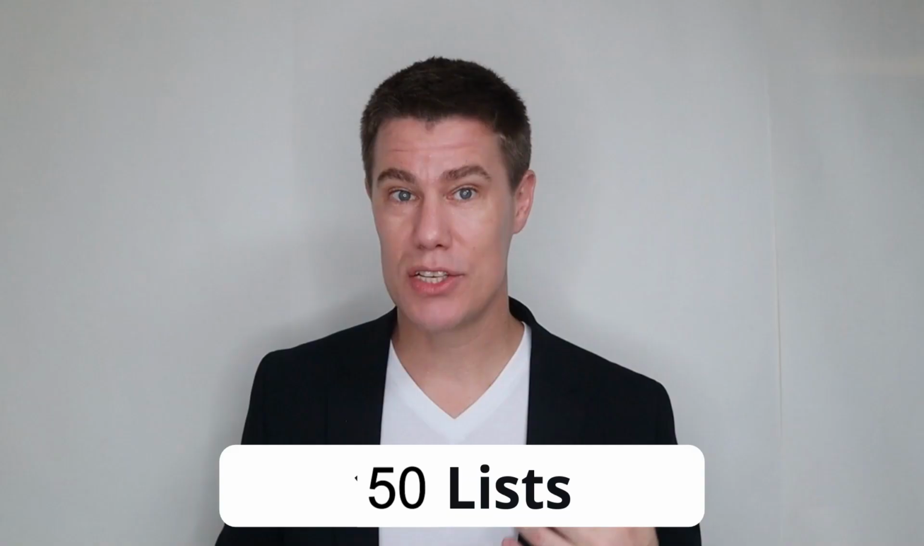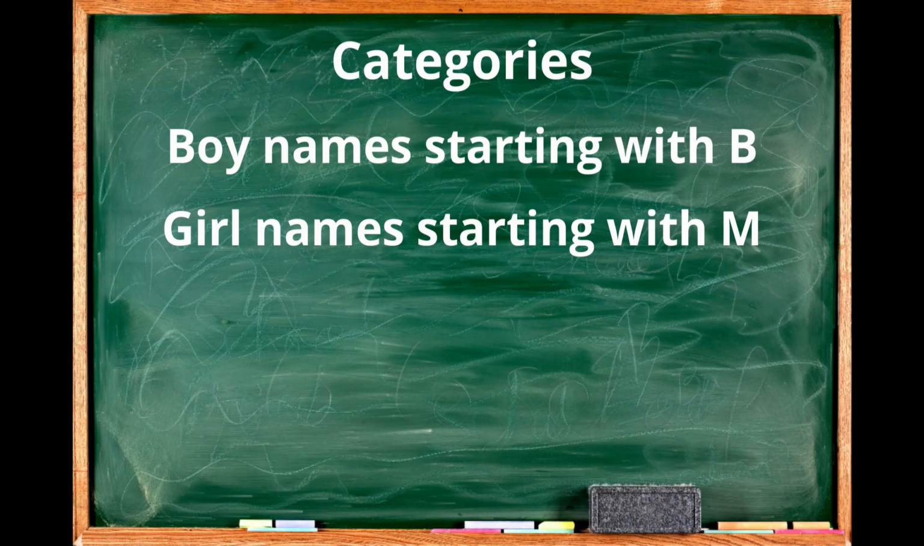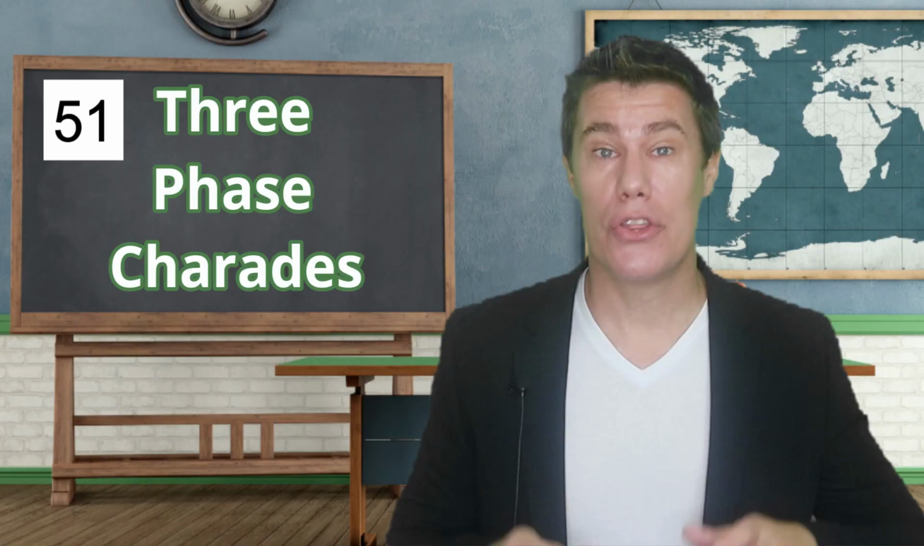Speaking of lists, making lists of words students know is vital to improving memory. Students can make lists of anything. Boy names starting with B, girl names starting with M, all the fruits they know, words that mean small, all the breeds of dogs. This is similar to the categories game you can watch next.